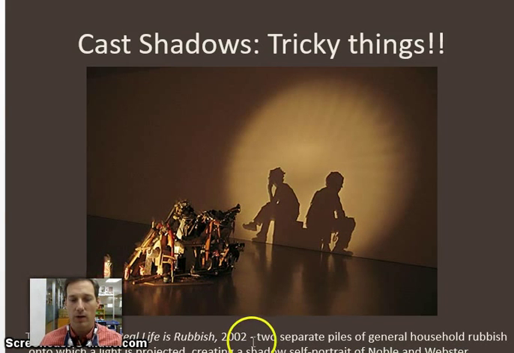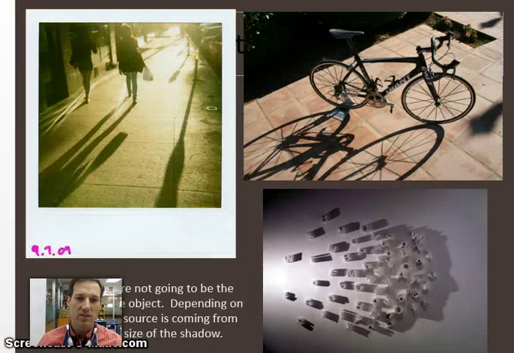Here's a little one I found on the internet. This is called Real Life of Rubbish. And the artist here has taken these different regular household goods and stacked them up so that the cast shadow actually looks like two people kind of sitting on some boxes here. Or these ones I found.